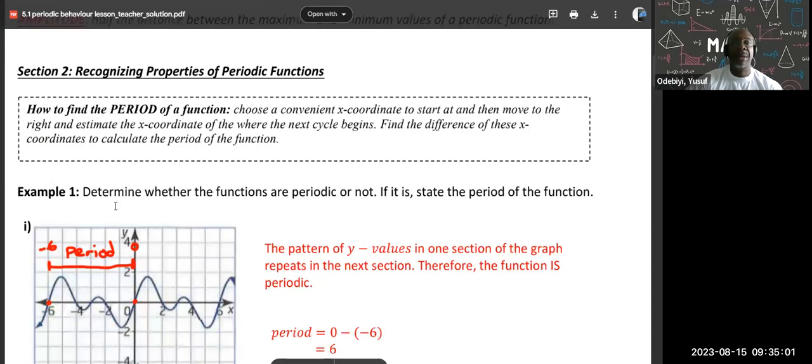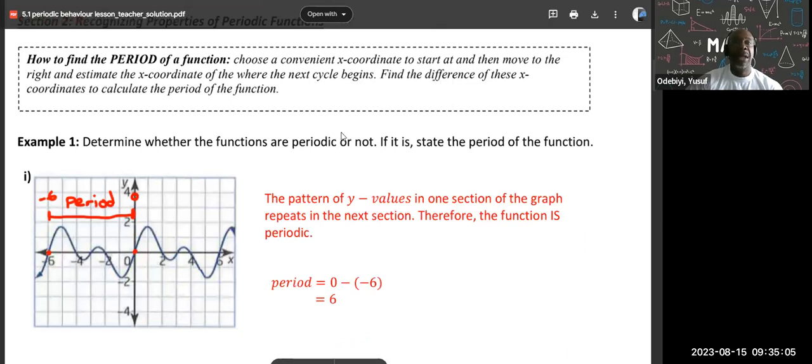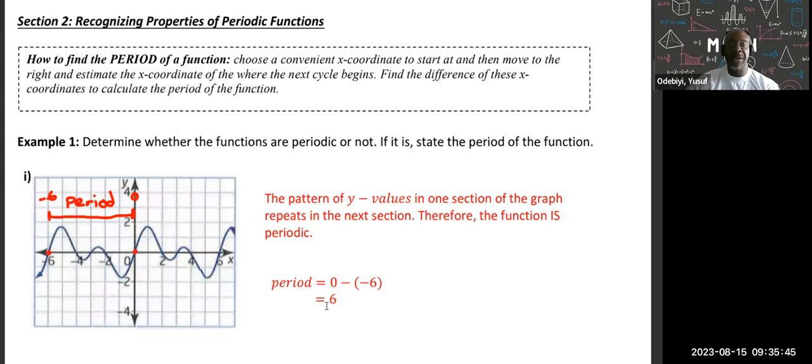Okay, so here we go. We're looking at an example. Let's see what it says. Here is how to find the period of a function. Choose a convenient x-coordinate to start and then move to the right and estimate the x-coordinate where the next cycle begins. Find the difference of these x-coordinates to calculate the period. If we pick this point and look at the pattern, it looks like it's going to repeat here. The period is the length of the cycle. It went from -6 to here, so the period is 0 minus -6. So the period is 6.